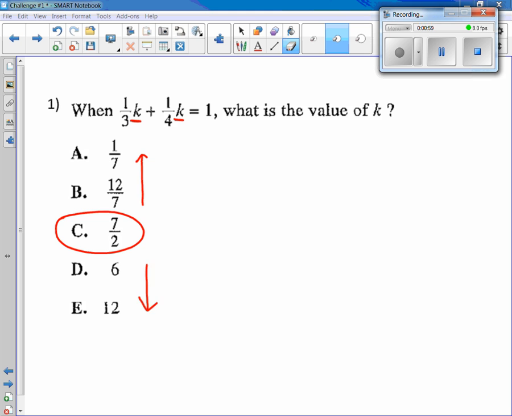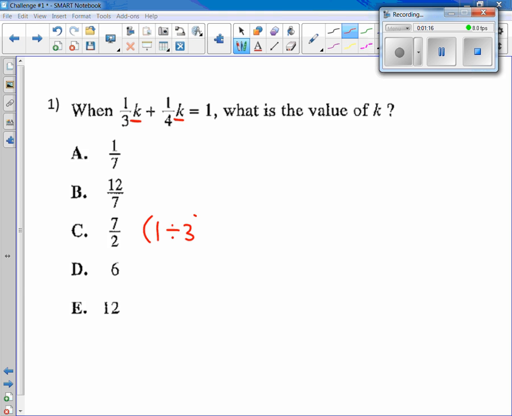So when you plug in 7/2, make sure that in your calculator you're using either the fraction button or you're using parentheses appropriately. So a lot of you might be plugging it in like this, 1 divided by 3. Make sure that's in parentheses, as well as the 7/2 being in parentheses. And same thing goes for the 1/4.